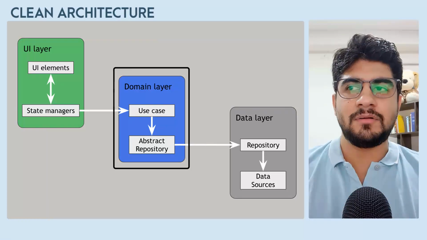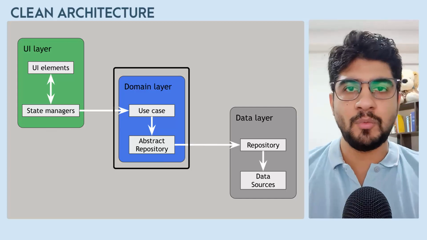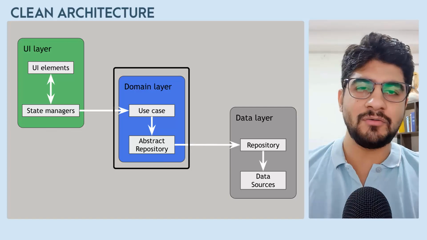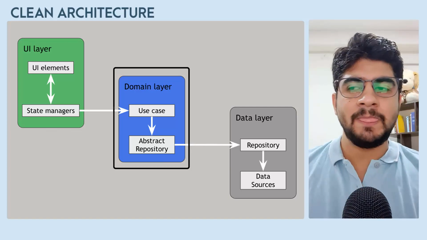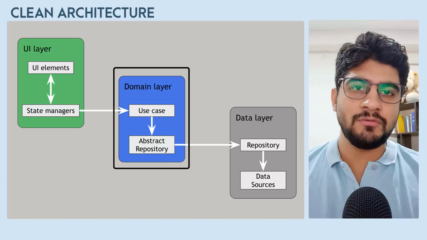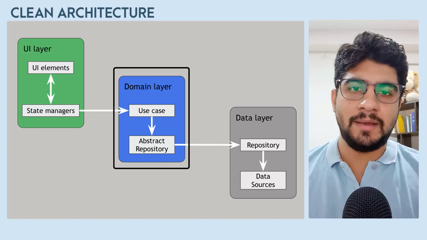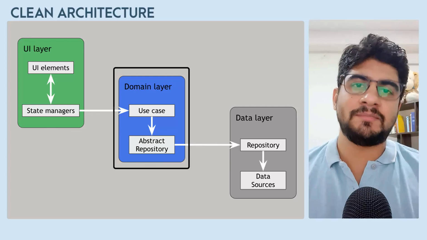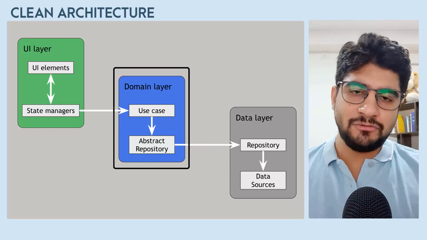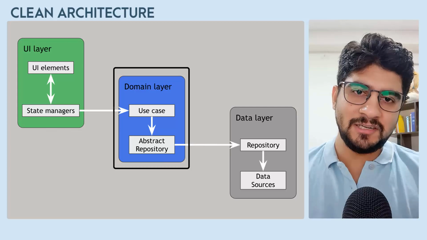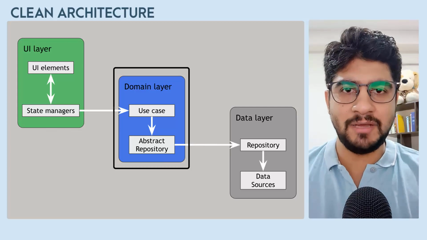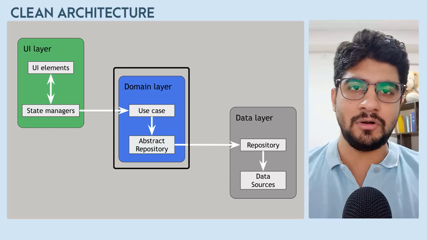So whenever UI calls, view model directly calls use cases after doing some work if required. And when use cases are called, use cases actually call abstract repositories, the interfaces or the abstract classes only. The actual implementation of the methods present in the abstract repository is found in the data layer. So the calls will be abstract, but they will eventually be executed in the data layer.